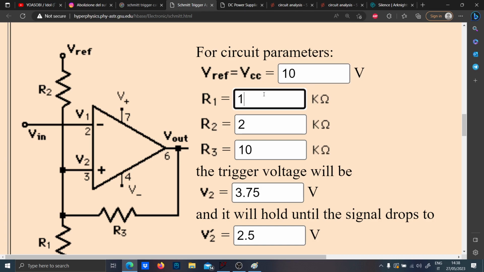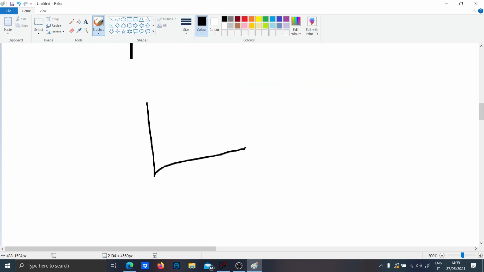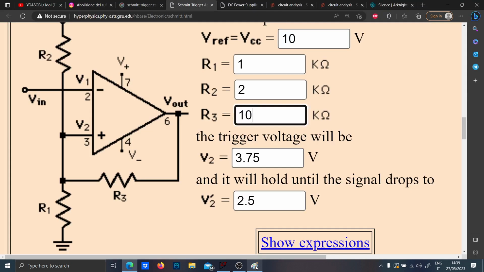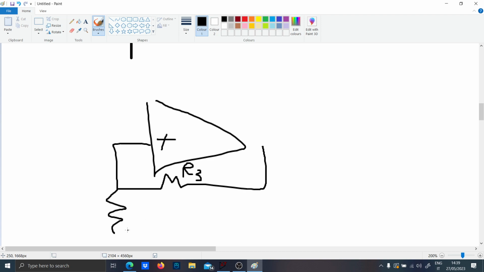I put 10 volts, 1 kilo ohm, 2 kilo ohm, and 10 kilo ohm in this kind of example. And we expect the trigger voltage to be 3.70 volts and until 2.5. Now, from these three resistors, you have to remember one golden rule. The resistors are free in the feedback. You can check the formulas and you can have a clear idea of what is going on. But remember just this golden rule.